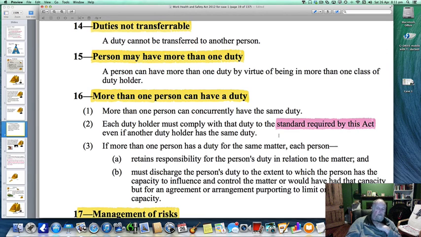If you had the capacity to influence and control the matter, in other words, as a manager, you had the right to say, you cannot hit that pick with that mallet. Do you see what I mean? Or they would have had the capacity, but for an agreement or arrangement purporting to limit or remove that capacity. In other words, say they take a job as a manager and they say, I'm not really happy about taking responsibility for health and safety. I'd like to get that to someone else. So they write this into their contract of employment. Doesn't matter. You're going to be stuck with this section. We'll override all of that anyway.